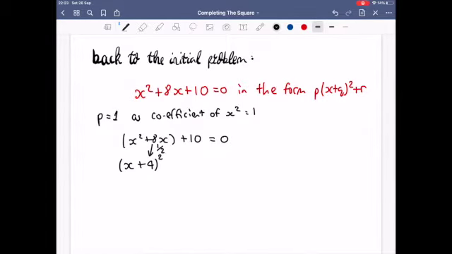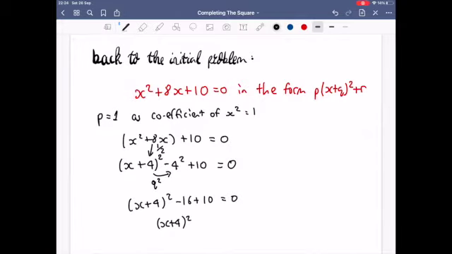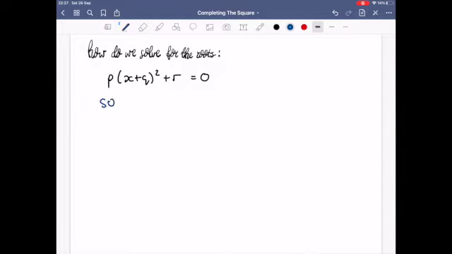Now for our q, we would halve the coefficient of x, so that would be 4, and for r, we would take away q squared times p, so minus 4 squared. So now we have (x plus 4) squared minus 16, and don't forget the 10 at the end, giving us (x plus 4) squared minus 6.